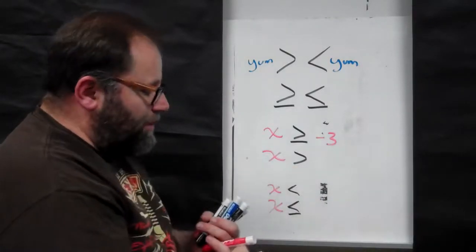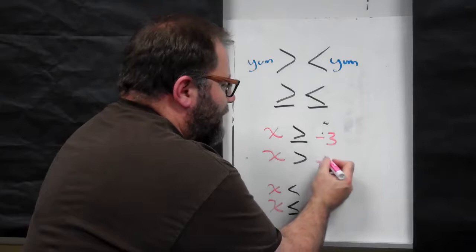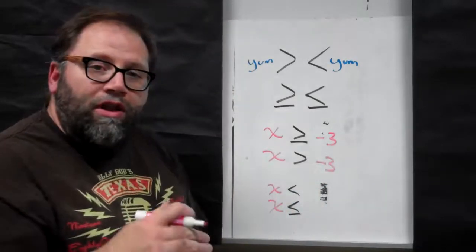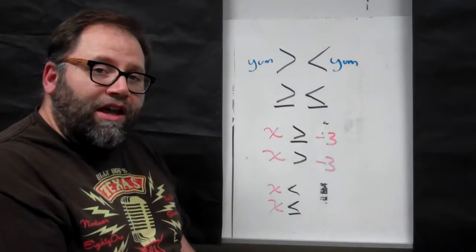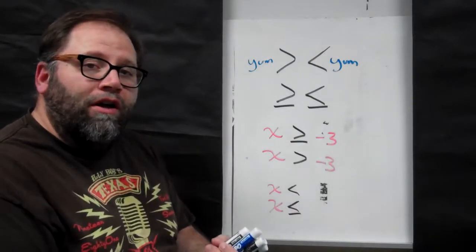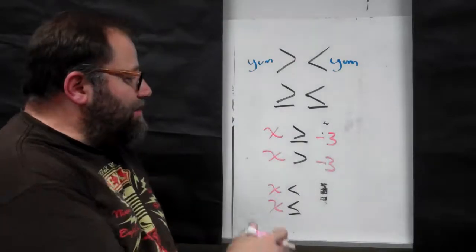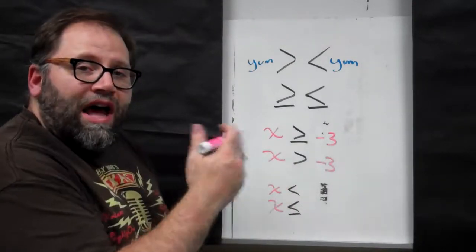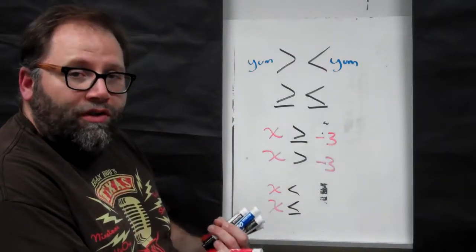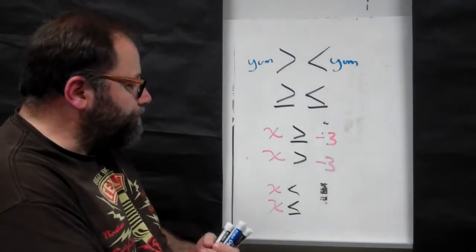Here x is greater than, let's just put -3 again for argument's sake. Now we know that x is every number that's greater than -3 and not including -3. So -2.9 off into infinity is included in this, but not -3. So anything smaller than or larger than -3.